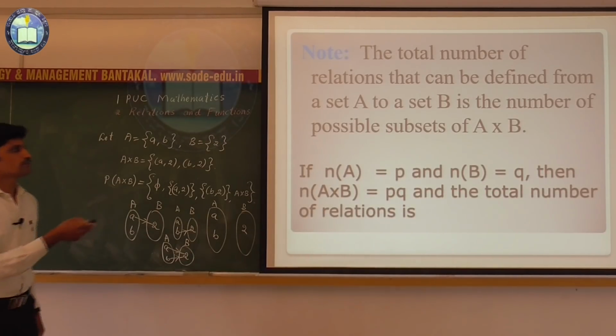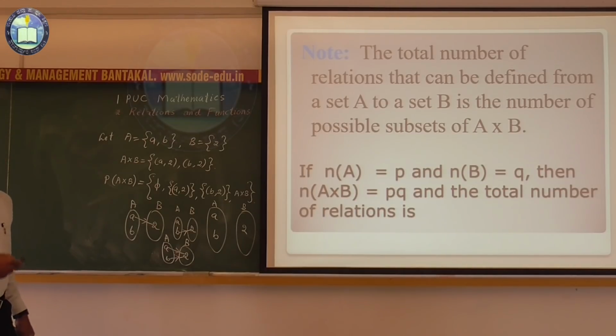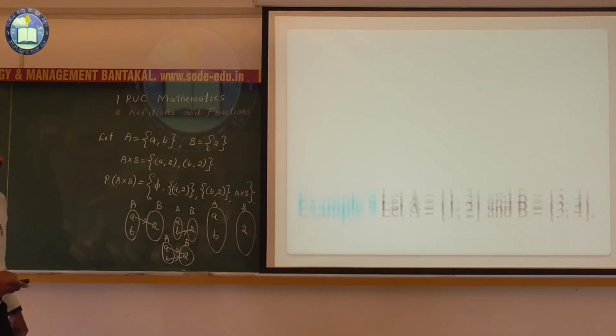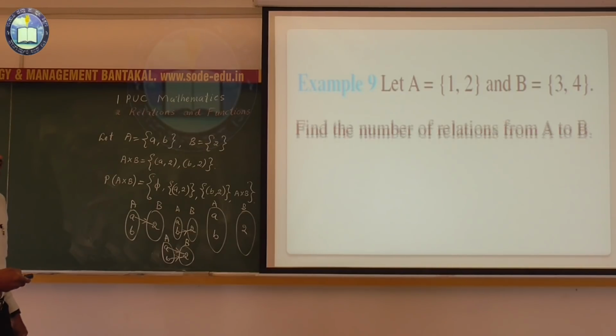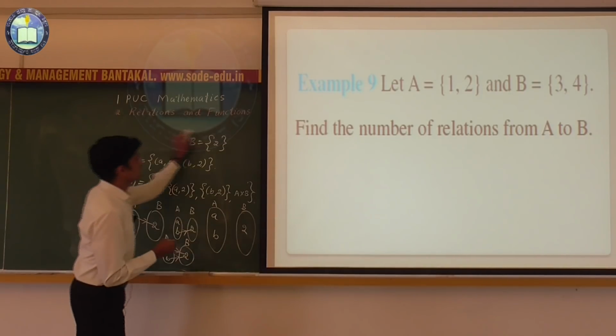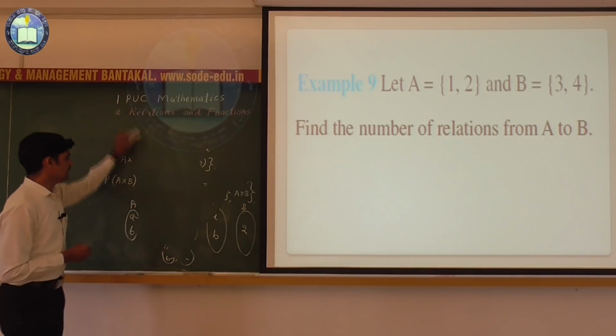This is about the number of relations that can be defined from set A to set B. Here we have example 9, where set A is equal to {1, 2}, B is equal to {3, 4}. Find the number of relations from A to B. Directly we can get the answer. Set A has 2 elements, set B has 2 elements.